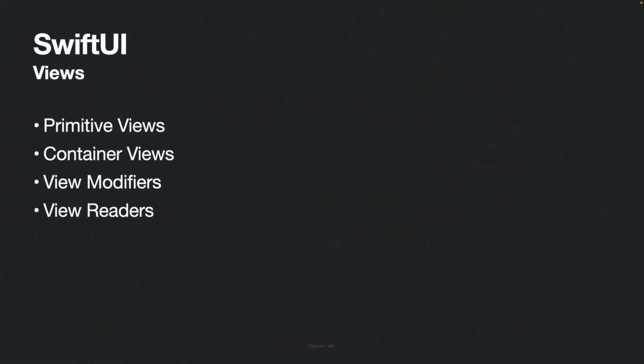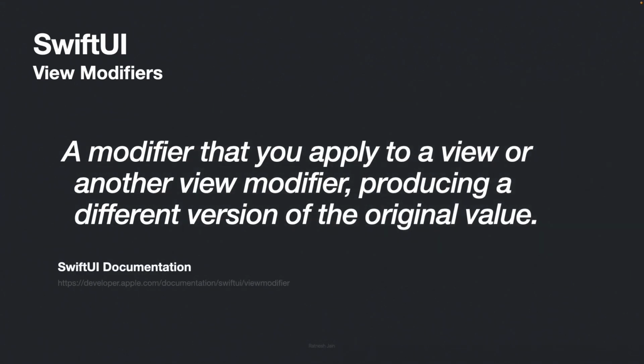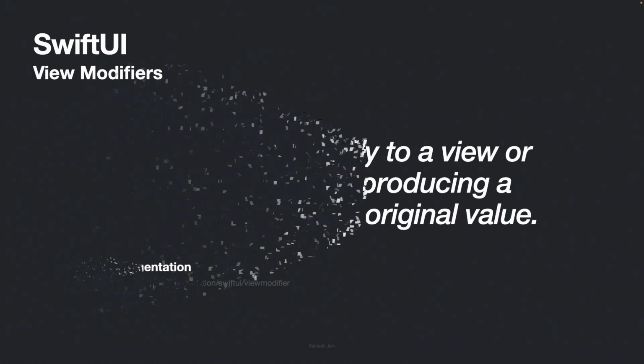Okay, now we come to the view modifier. This is the official definition of a view modifier: a modifier that you apply to a view or another modifier produces a different version of the original value. This is a complex one, so let's forget about this and let's understand it our way.